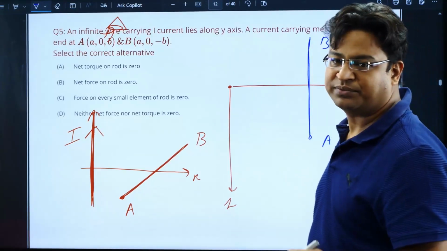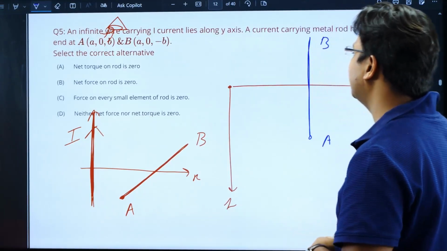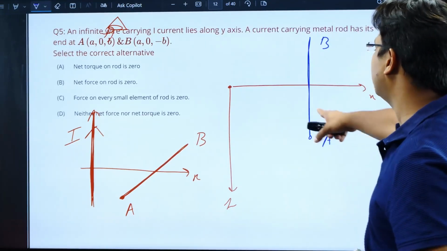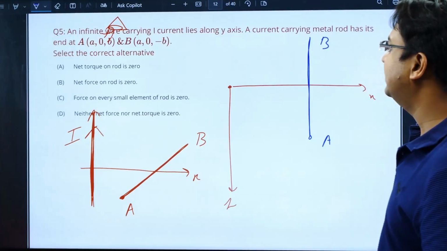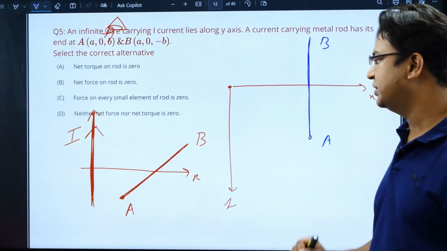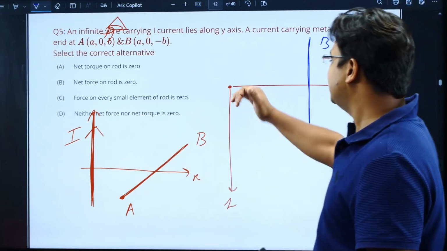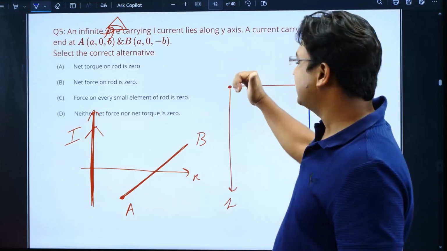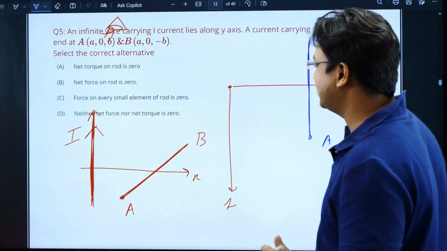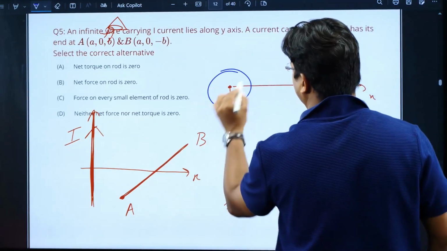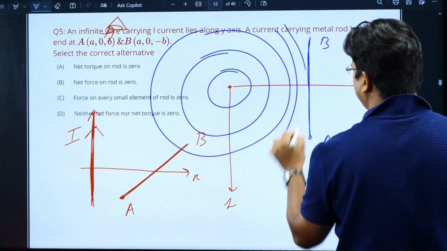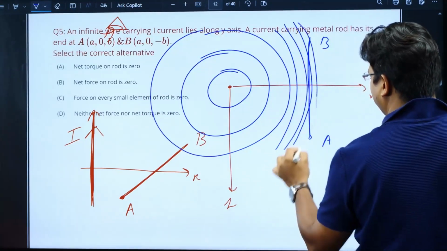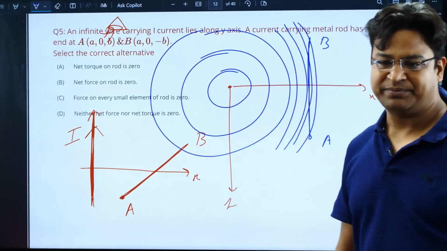This is the situation. So the infinite wire carries current I, and the metal rod also carries current. Again, the direction in both is not given to us. Now, the net torque on the rod is 0. Let's try to understand what will happen. For that, see this wire, if the current is outward, it will produce anti-clockwise circles. So these are the magnetic field lines produced by the wire.